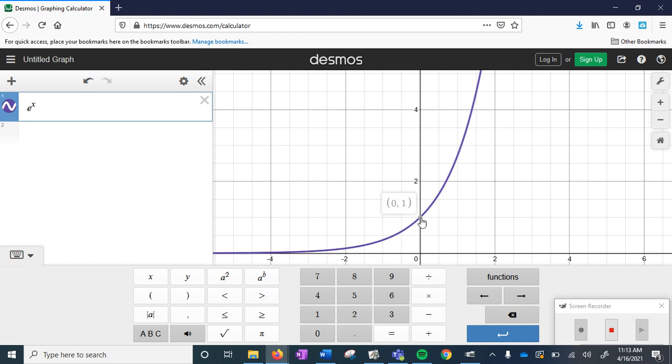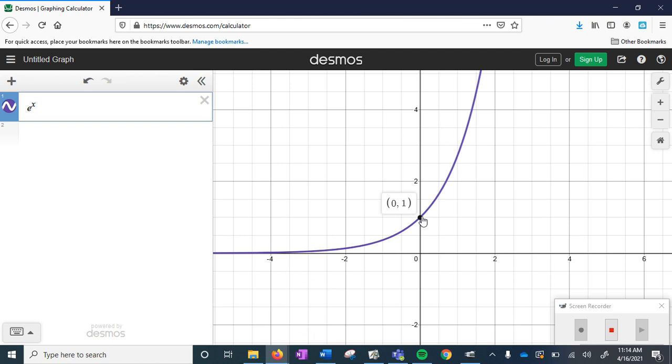Notice its y-intercept is still 1 because anything to the 0 power is just 1. And then it grows. This is exponential growth because that base is something bigger than 1. It grows exponentially, right? Shoots up. Horizontal asymptote is still at y equals 0.